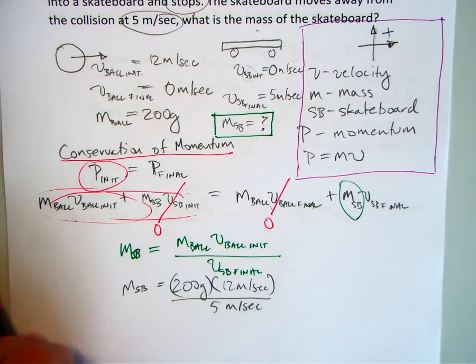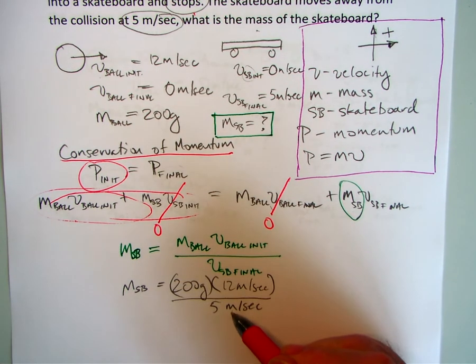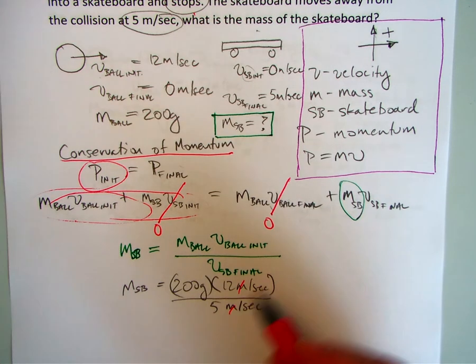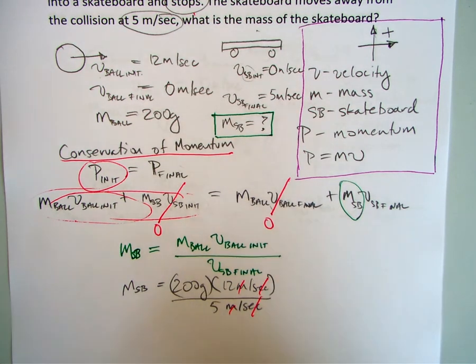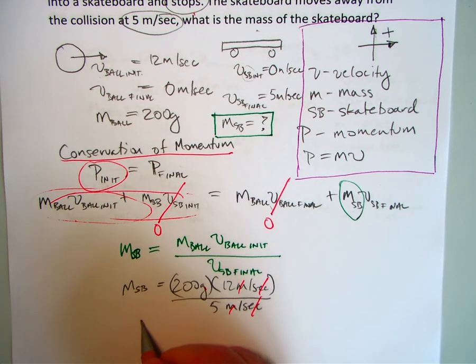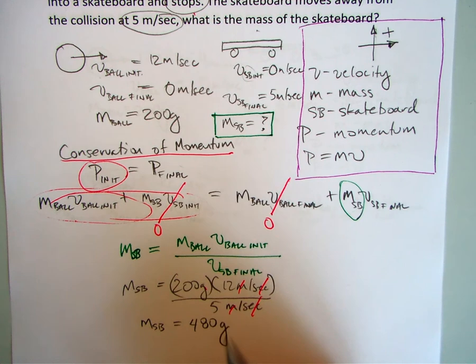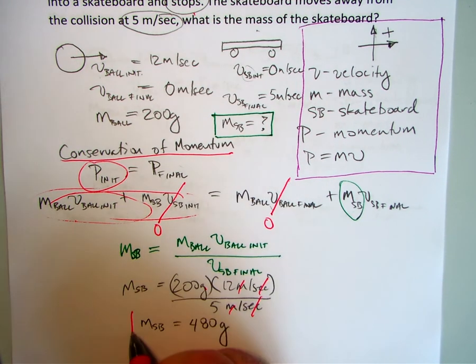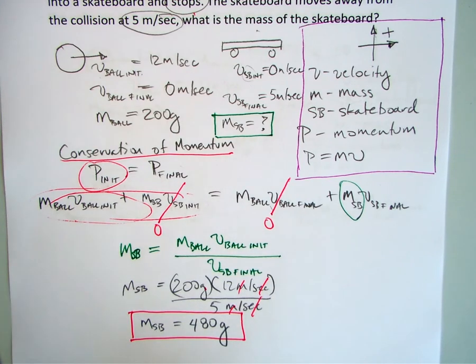Then we can look at our units and say, well, meters divided by meters is 1, so we can strike those out. Seconds divided by second equals 1. We can cancel that. We're going to end up with our units in terms of grams. That's a mass term. That makes sense. 5 goes into 240 times. 40 times 12 is 480. Mass of the skateboard is 480 grams. And as always, what we want to do is box or highlight or arrow or something to show the reader what our answer is. And there is our answer.